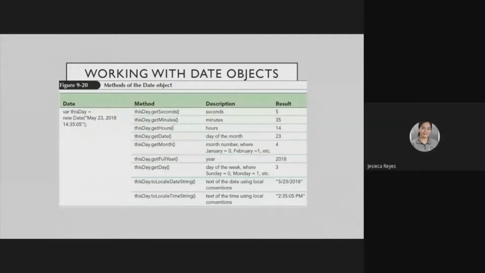Okay. Get day will display or return the day of the week, where Sunday is 0, Monday is 1, and in this case, 3 is returned. This toLocaleDateString will be used to get the date using the local conventions. Okay, the local date string we have is 5/23/2018. So month is May, date is 23, and year is 2018.